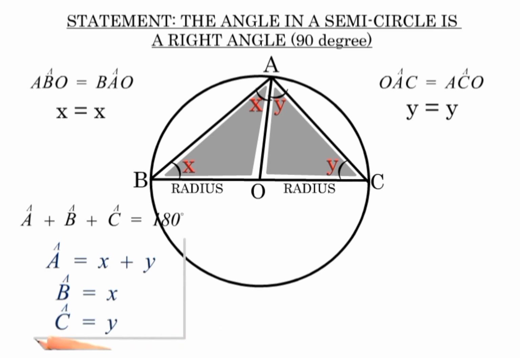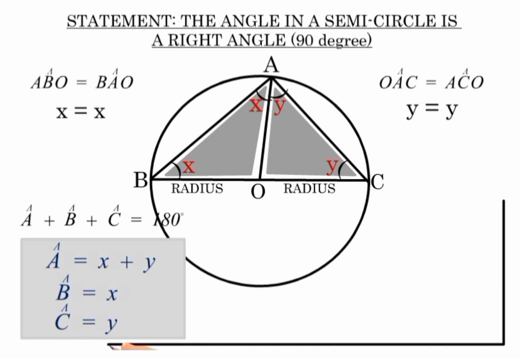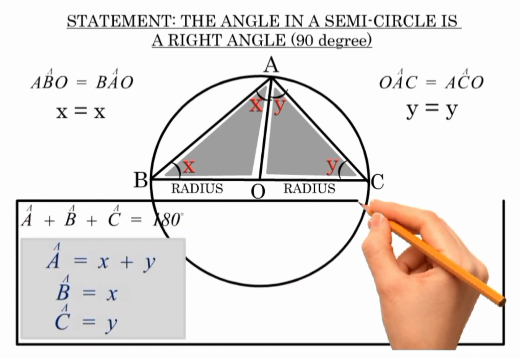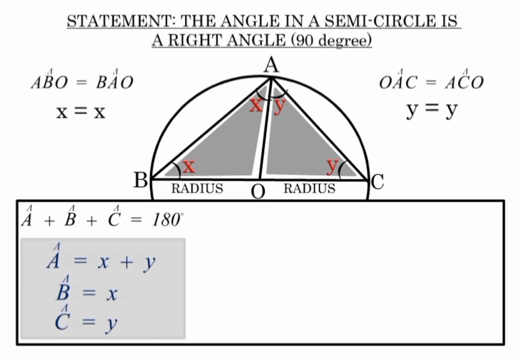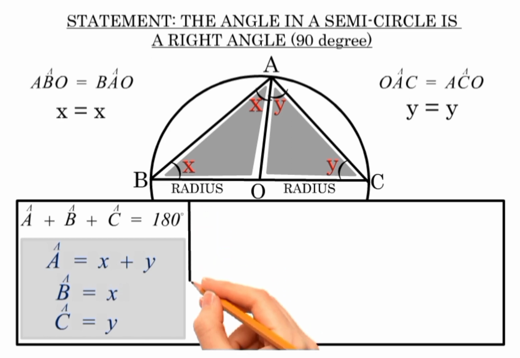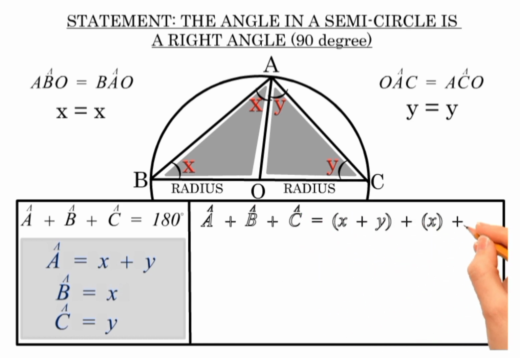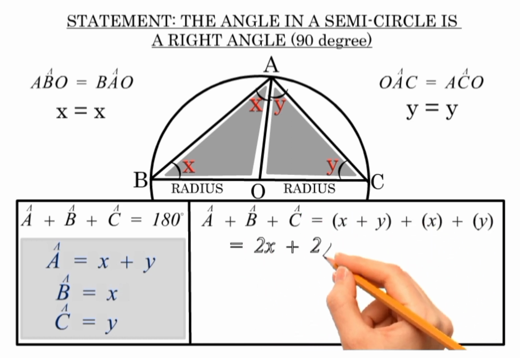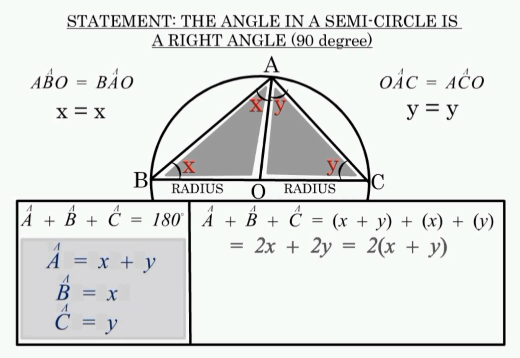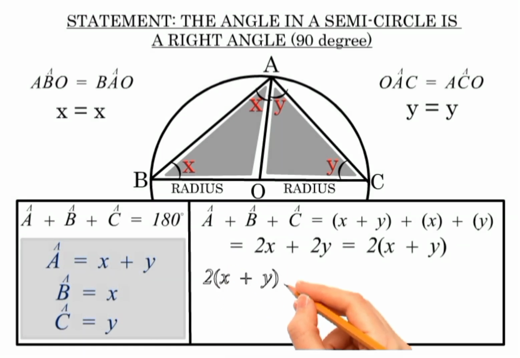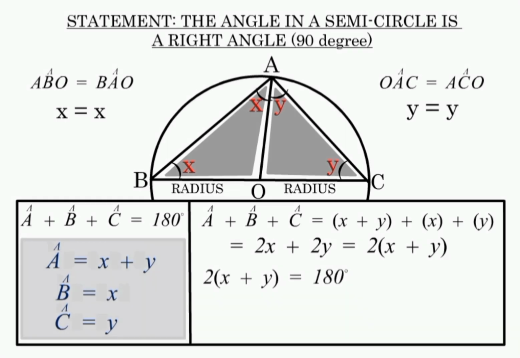Now, we have to substitute the values into the expression by replacing A with x plus y, B with x, and C with y, while we equate it to 180 degrees and simplify. Follow the procedure keenly. A plus B plus C becomes x plus y plus x plus y, which simplifies down to 2x plus 2y, and factorizes as 2 times (x plus y). Do not forget that A plus B plus C is equal to 180 degrees. Now we have 2 times (x plus y) equal to 180 degrees. Divide both sides by 2.